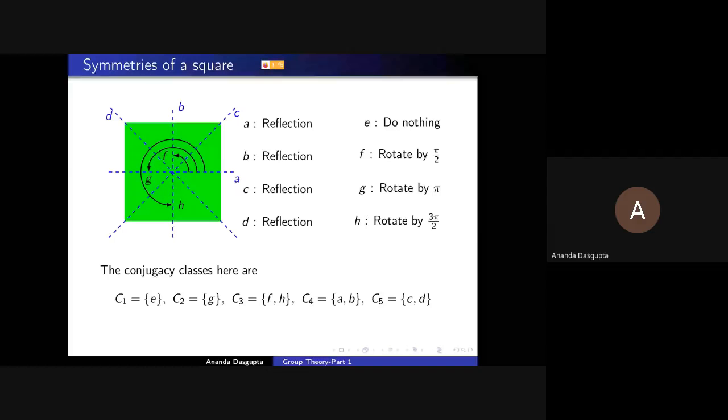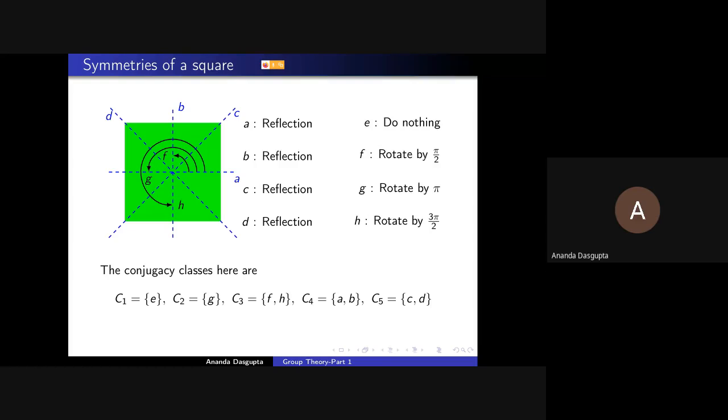Well, C, G, F and H, they are 90 degree and 270 degree, but actually 270 degree is also a rotation through 90 degrees about an inverted axis. That's why they are in the same class.